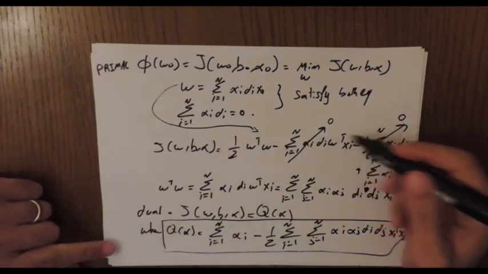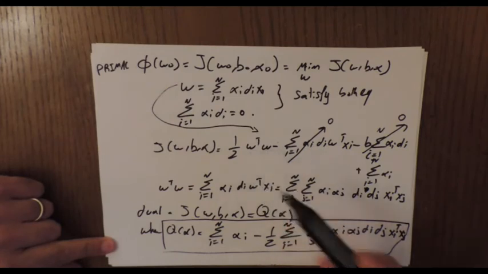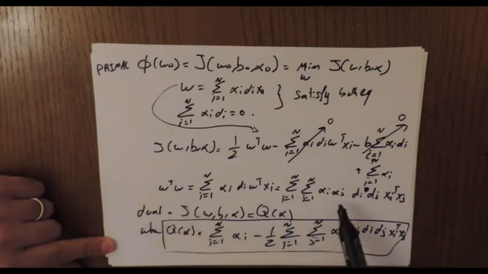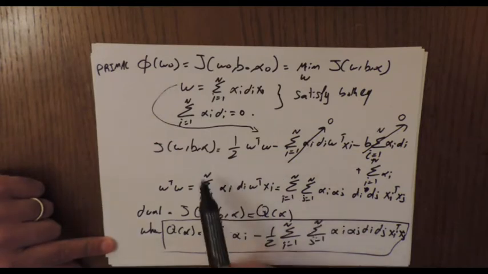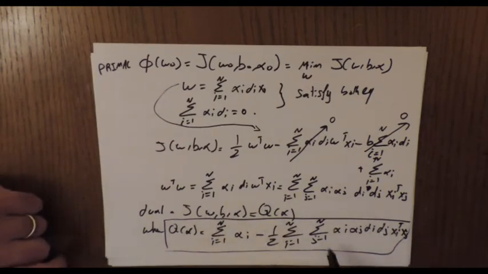As you remember, we take this out because of this condition. We substitute for w. Here we multiply w twice, which yields this double summation, since we have w and w transpose for i and j, and this is how we arrive at this formula.